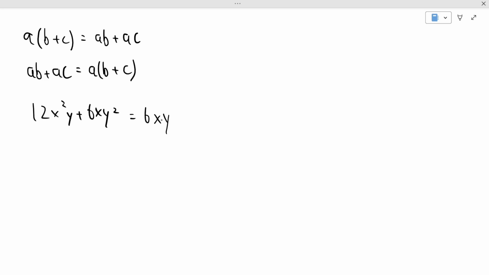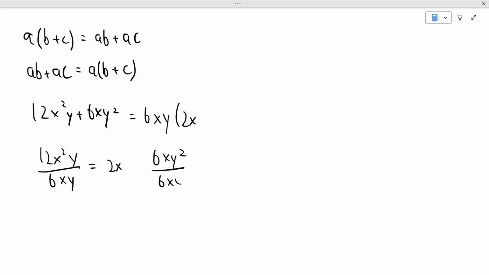outside the parentheses. To determine what should go inside the parentheses, we divide each term in our original expression by the greatest common factor we factored out. So we take the first term, 12x squared y, and we divide that by 6xy, which is the greatest common factor. And we get a 2x, which is the first term inside the parentheses. Similarly, we take the second term, 6xy squared, and we divide it by our greatest common factor, 6xy, which results in a y, which is the second term inside the parentheses.